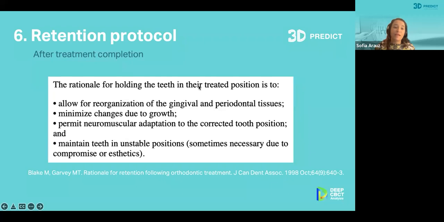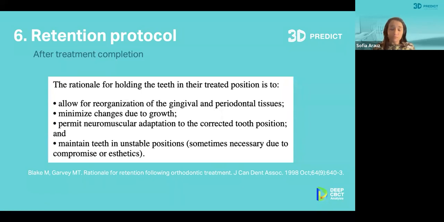And now the last key to success to finishing your 3D planning visits is the retention protocol. This is, once again, a journal article. It's very well known why you need to have retention, but please keep your patients in retainers after you finish treatment. It is important, whether it's retainers you acquire with us or retainers you acquire outside, it doesn't matter. It is the key to success to have your patient in retainers.